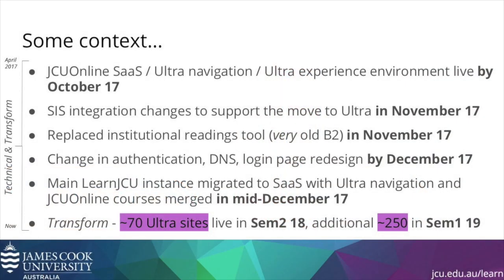So Danny has already talked a bit about this in the keynote this morning, so I think probably most of you were there for that. So you've got a good understanding around the work that we were doing to produce our JCU Online parallel environment. That environment was SaaS. It had Ultra enabled at system level, and we also had the Ultra experience enabled on set subjects that were being taught as part of the nursing and data science courses. So that was done and was live by October 2017.